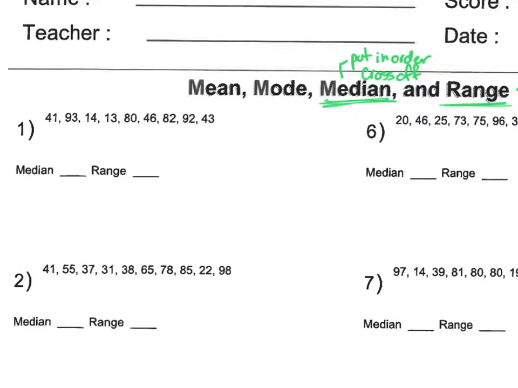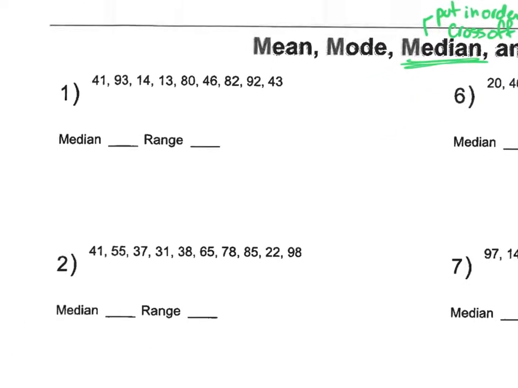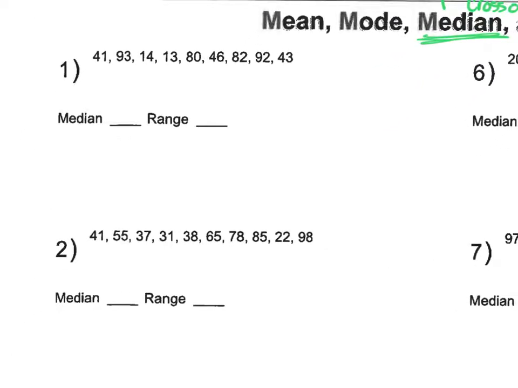So for all of these, the first thing that you're going to do is rewrite them so your numbers go from smallest to biggest. So you have 13, 14, 41, 43, 46. Make sure once you do them, you cross them off. You have 80, 82, 92, and 93. Okay, so now we have them all in order.